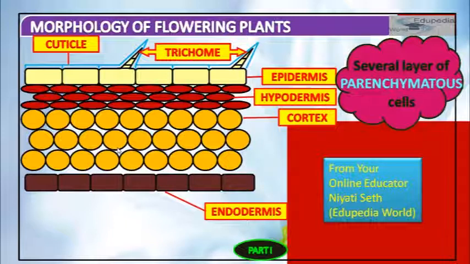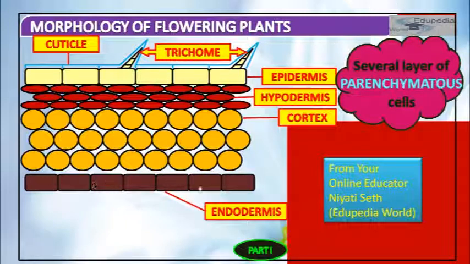It is the major part of the stem, which is represented by several layers of loosely arranged parenchymatous cells. The intercellular spaces are prominent. Can you see the intercellular spaces between the cells of the cortex? Yes, this is the intercellular space. So you can say that intercellular space is prominent in cortex. Cortex is the major storage organ in the stem.